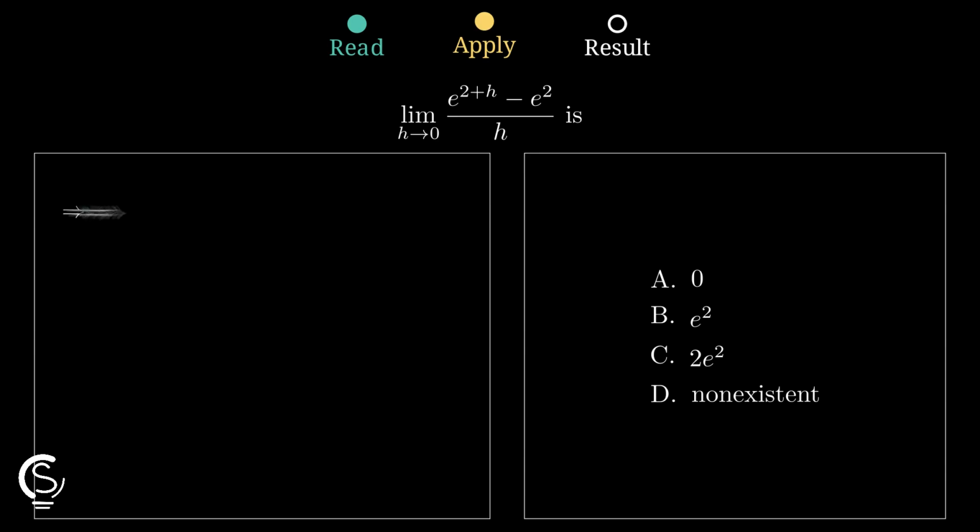Next, we need to find the derivative of our function. Since the derivative of e to the x is just e to the x, the calculus here is super simple.